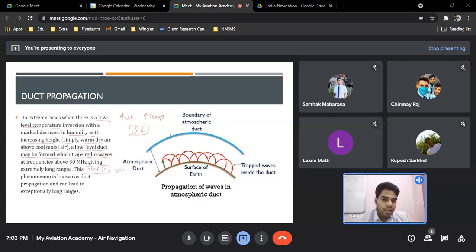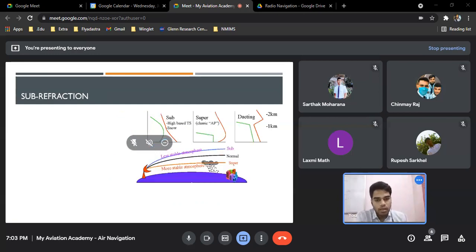Basically, when we have this phenomenon, the radio waves tend to get trapped inside this container or this duct. When they get trapped, they have nowhere to go. They just have one way to go, that is forward, and they increase the range. This is known as duct propagation. And finally, I was telling you the opposite of super refraction is sub refraction. You can see in here, this is my normal, and the sub refraction is above my normal.